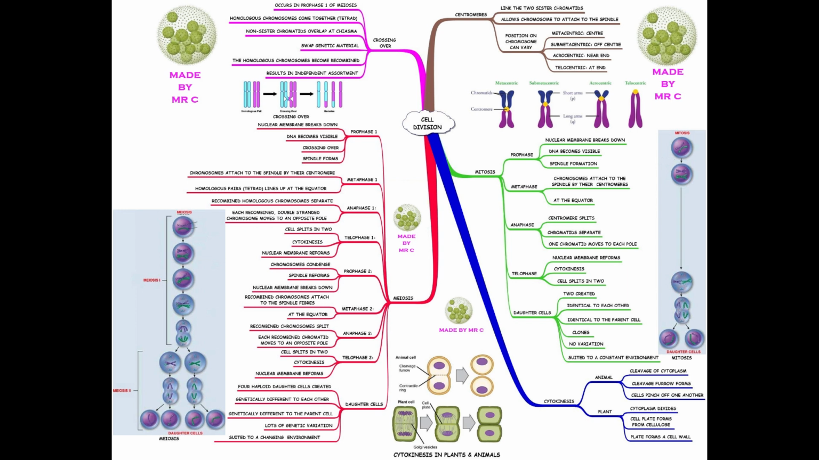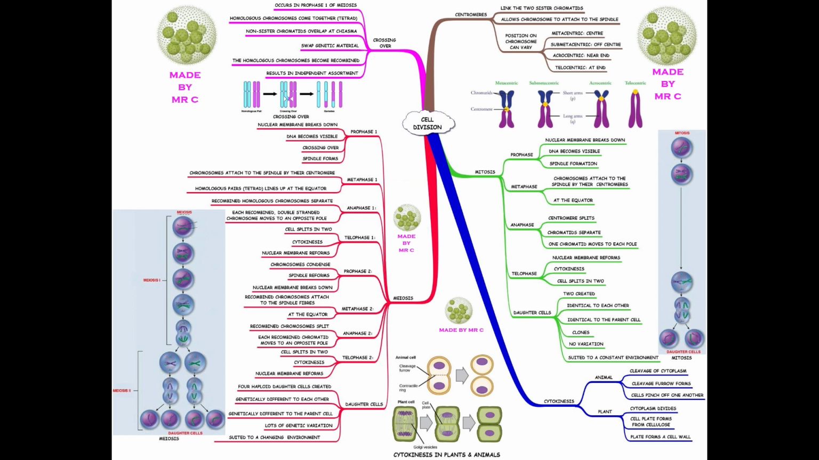In prophase, the nuclear membrane breaks down and the DNA becomes visible as the DNA condenses. In prophase, the centrioles also start to make the spindle fibers. In metaphase, the chromosomes attach to the spindle fibers by their centromeres at the equator.